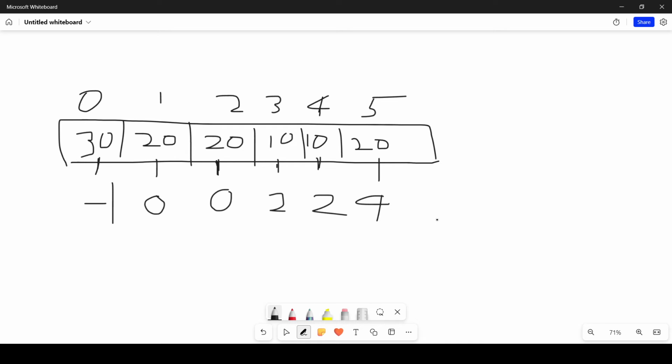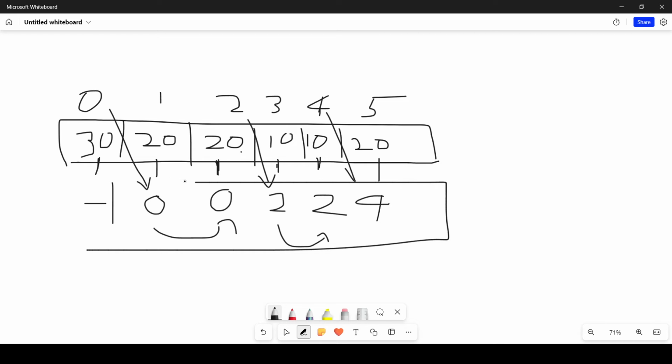Now we can get this array in O of n time by going through every index and checking if it is equal to the previous value. If it is equal, we just copy that value into it. So 20 is equal to 20, so we copy the 0 here. 10 is equal to 10, so we copy this 2 here. And if it is not equal, we take the index of the previous element. So 20 is not equal to 10, so we bring this 2 here. 10 is not equal to 20, so we bring this 4 here. 30 is not equal to 20, so we bring this 0 here.